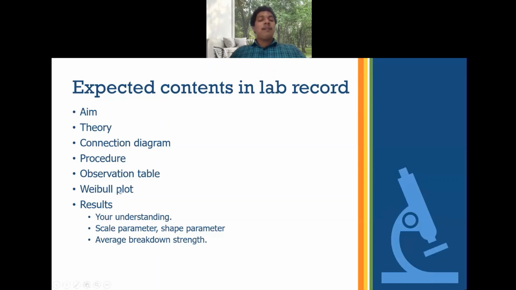Then in the result plot, apart from that, you have to plot a Weibull plot. Okay, I will tell you why it is needed afterwards, and you have to write results also. Result means just do not copy something from somewhere. So in the result, you write your understanding, what you understood from this experiment. Then here there are three parameters, which are the scale parameter, shape parameter, and the average breakdown. Okay, so these things also we will discuss. So now let us move on to doing this experiment.